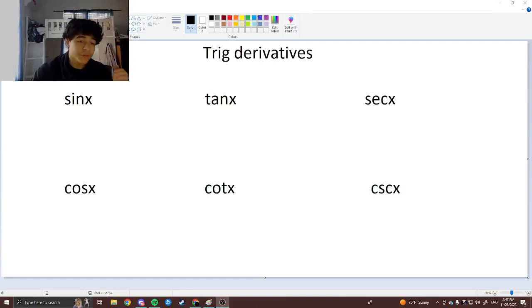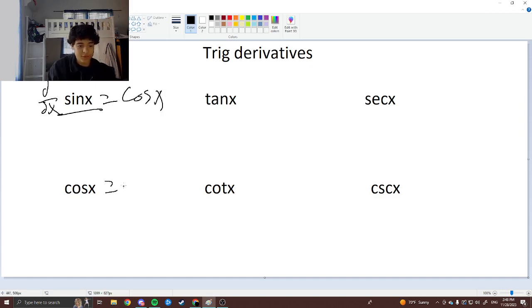Okay, last thing we have to learn in this unit is trig derivatives. So fun, so exciting. So sine x, we already learned that the derivative of sine x is cosine x. Cosine x, the derivative, is negative sine x. We already learned this. But what is the derivative of tangent x?